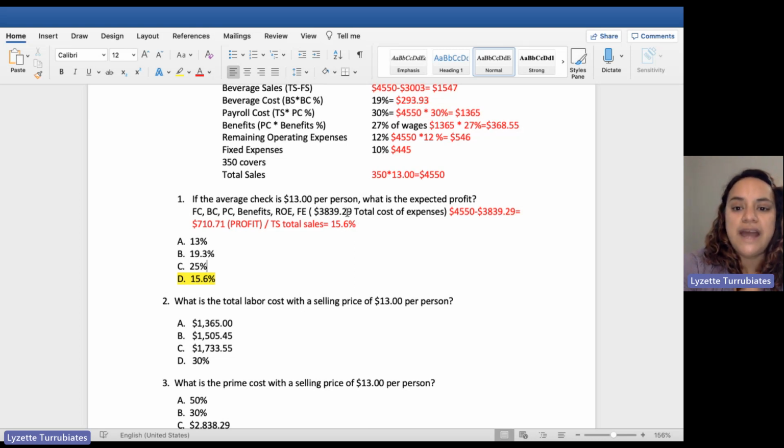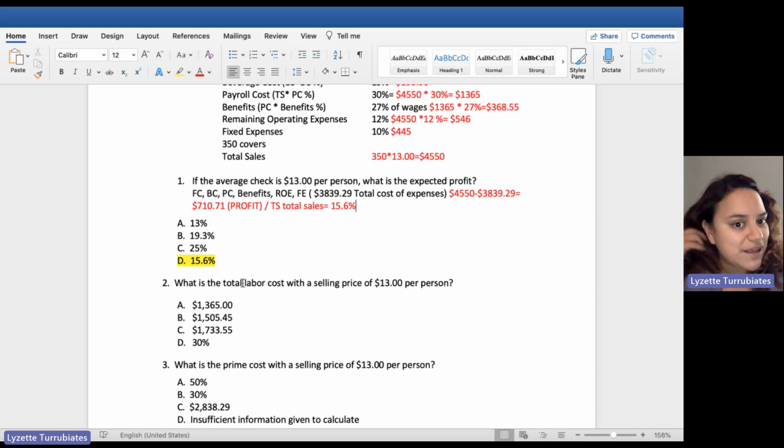So we learned how to get our total cost of expenses, right? It's adding all these up. Then we learned how to get our profit. We took these expenses and subtracted them from our total sales, and that gave us our profit. And so now our profit percentage is 15.6%. Your assignment doesn't ask for this, but it's going a step further. In the event that it did, now you know how to figure out your profit percent.